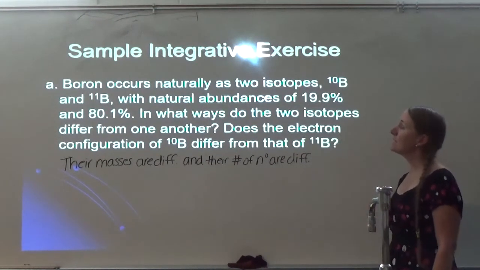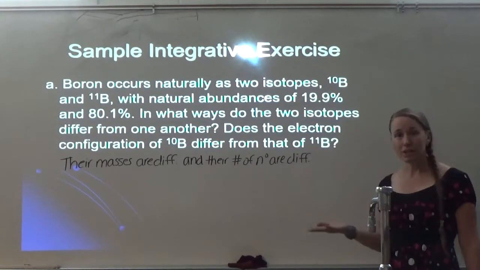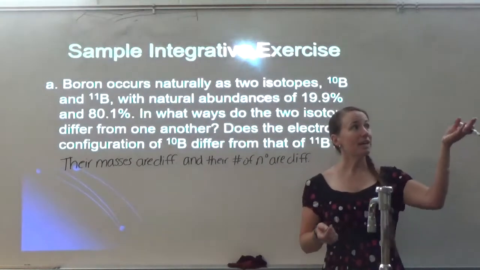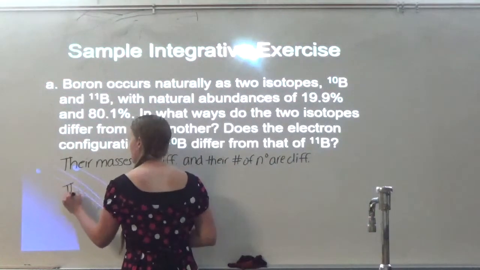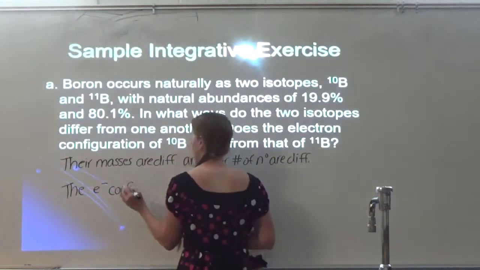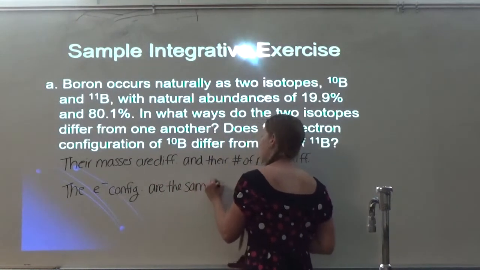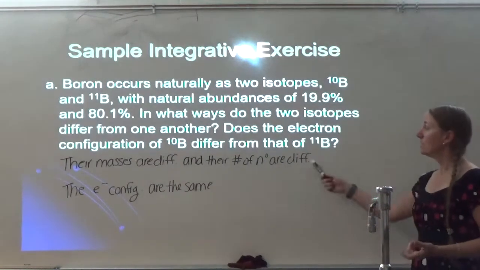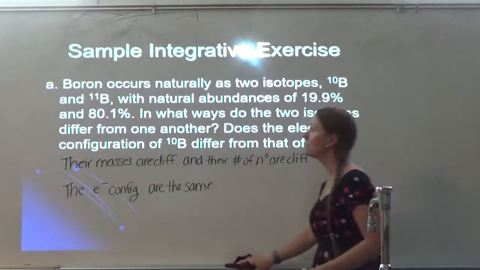But then it says, does the electron configuration of boron 10 differ from that of boron 11? Well, electron configuration is clearly based on electrons. Boron 10 and boron 11 still both have 5 electrons. So the electron configurations are the same. Electron configuration is not based on protons or neutrons, it's only based on electrons. Okay, so since the only difference is the neutrons, their electron configurations would be identical.